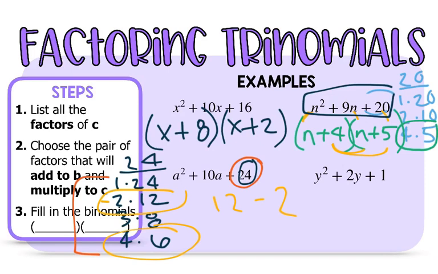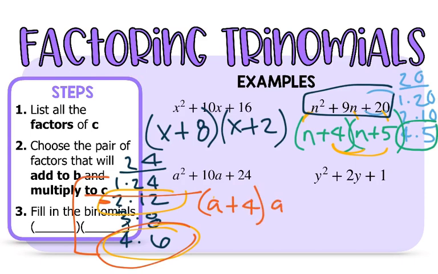Well, if one number is a negative, then it's going to multiply to be negative 24, which is not what we want. So that's not an option, because it was not a factor of positive 24. So we're going to use positive 4 and positive 6. So my answer would look like this.